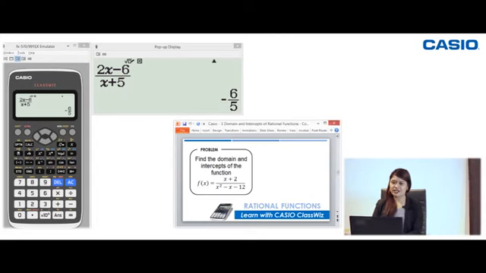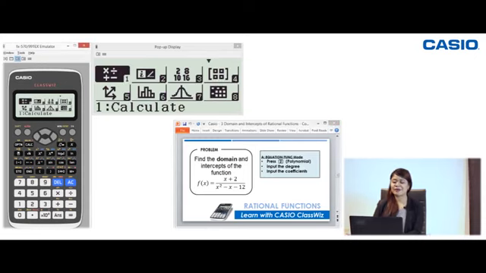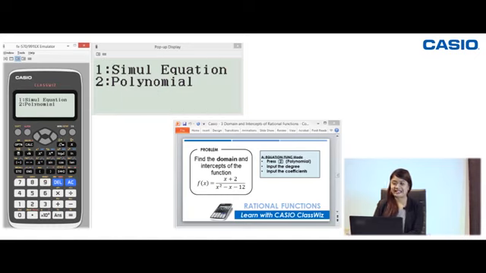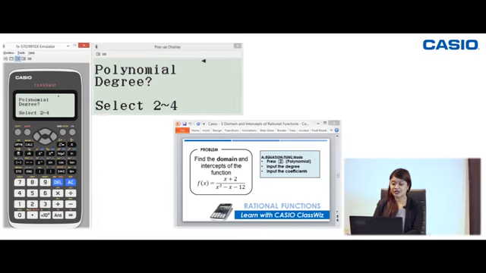Now what if in the denominator we have a quadratic function? We can use the equation mode by pressing menu and finding the equation or function menu, or simply pressing alpha and the negative sign to press A. We now have two options, simultaneous equations or polynomials. Press 2 to input a polynomial function of degree 2 since we have a quadratic polynomial in the denominator.